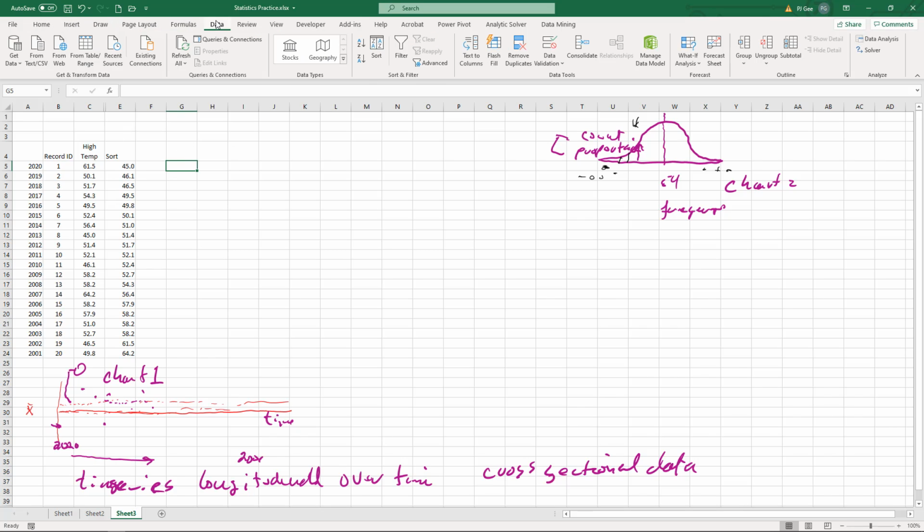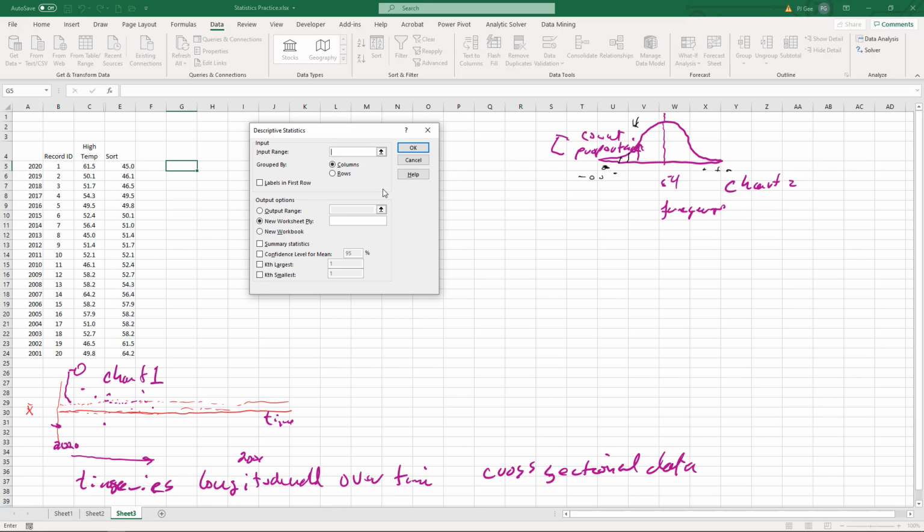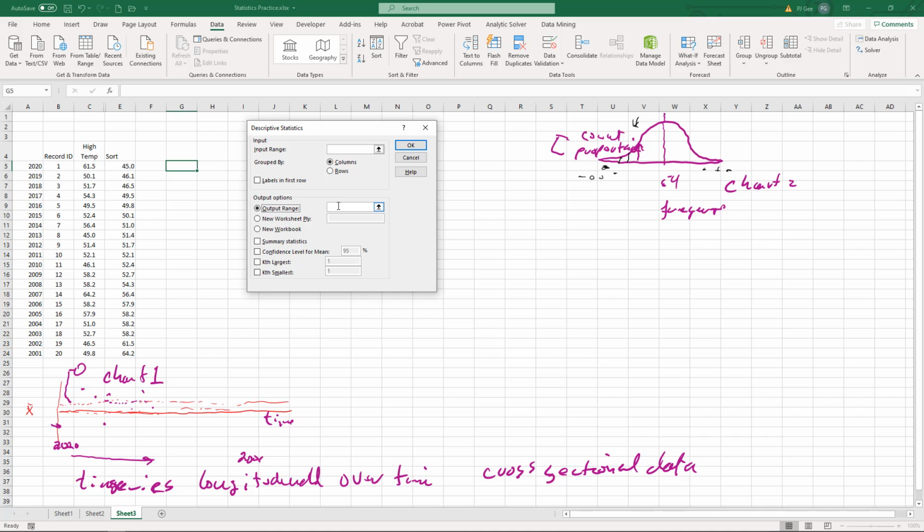So we go to data and we go to data analysis. And what we're going to do is save ourselves a lot of time and use descriptive statistics on this data. This is where we got to in the class. We kind of got interrupted, I think, at about this point. Okay, so we don't want a new worksheet. We want to do an output range. It's going to drop a table of interesting statistics in here. Okay, so we have to tell it where to drop it. Okay, I'm just going to put it right there.